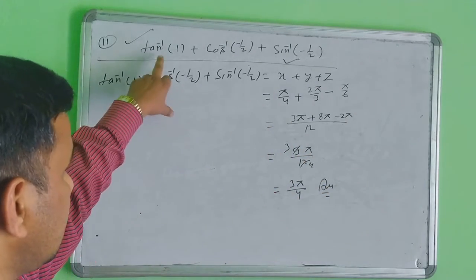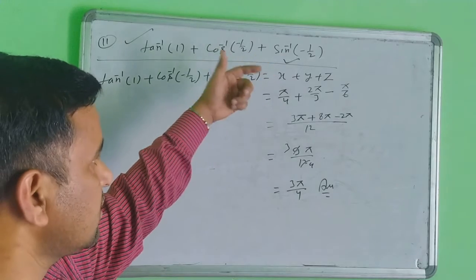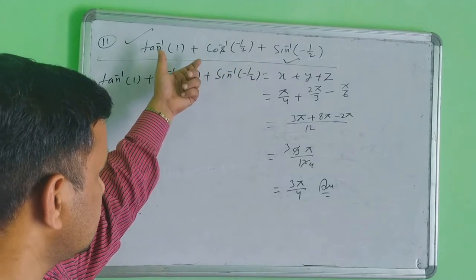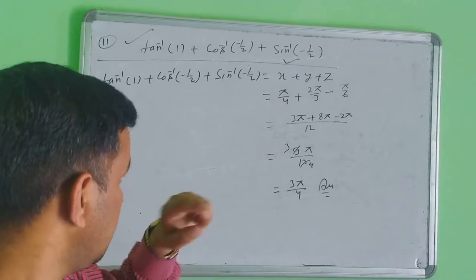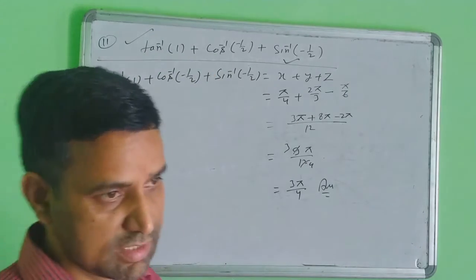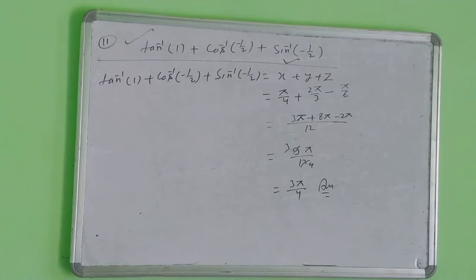Suppose you directly solve the values here, then there may be some calculation mistake, and then your answer will come out wrong. So you will find it step by step, then calculate this. Just note it down, then next.